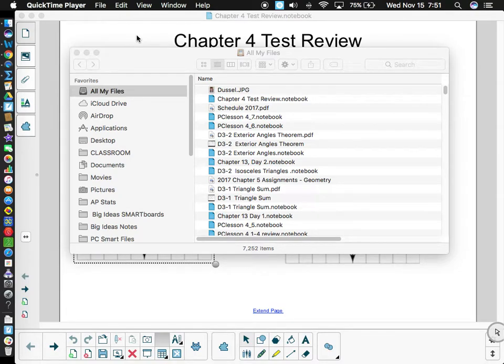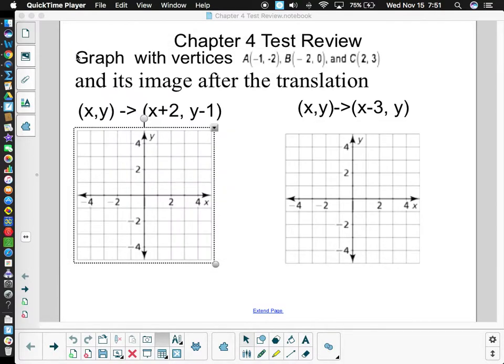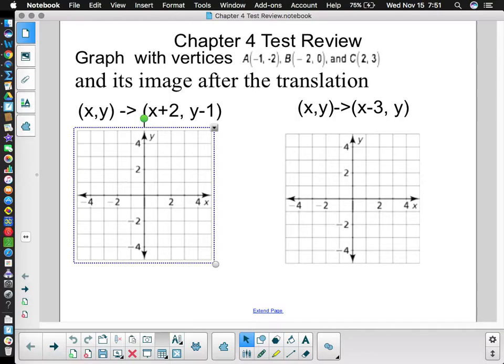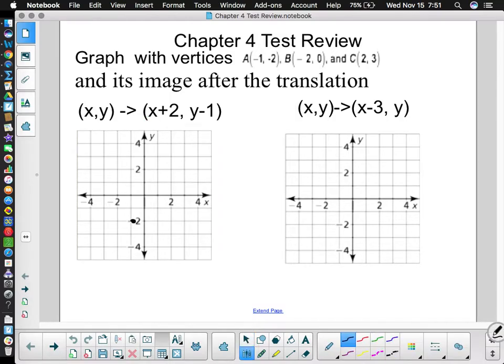All right, so again, we start out by graphing the points. So A is at -1, -2. Good enough. B, so that's A. B is at -2, 0. And C is at 2, 3.